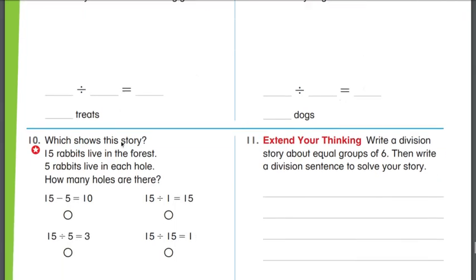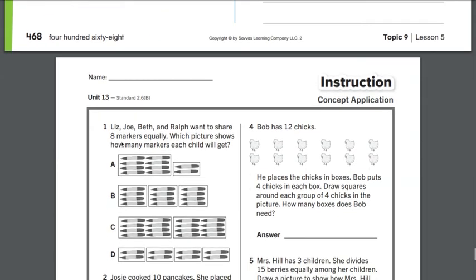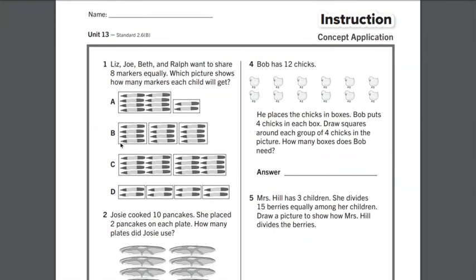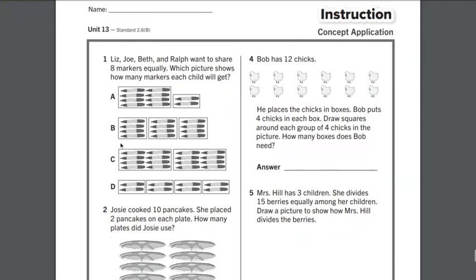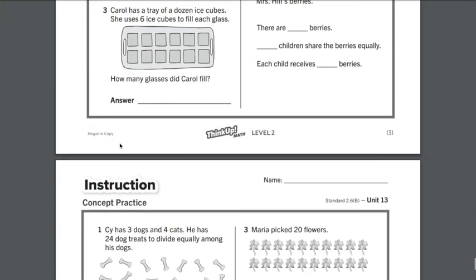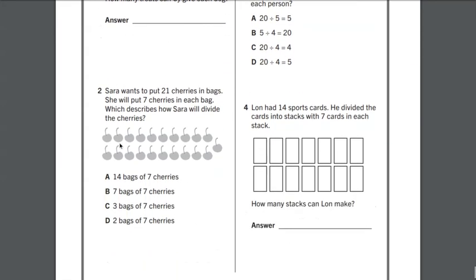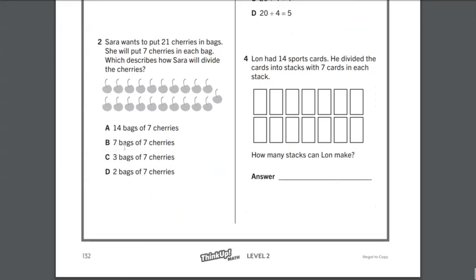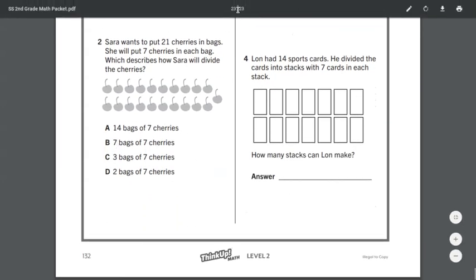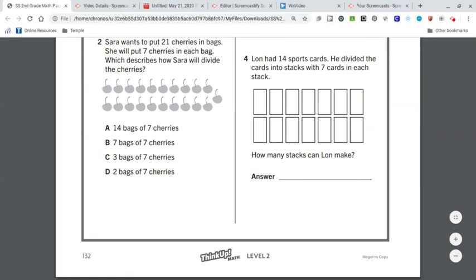Same concept. These last 2 pages right here are your final 2 pages of summer school. This is your assessment for your division lesson. Again, please complete that independently. I'm going to go back to page 2.